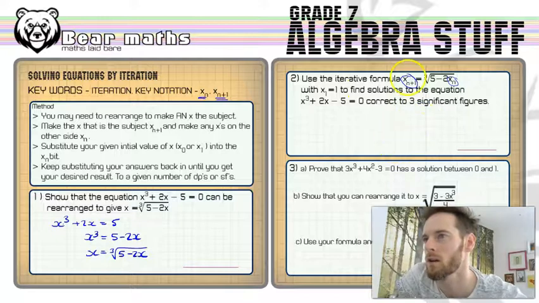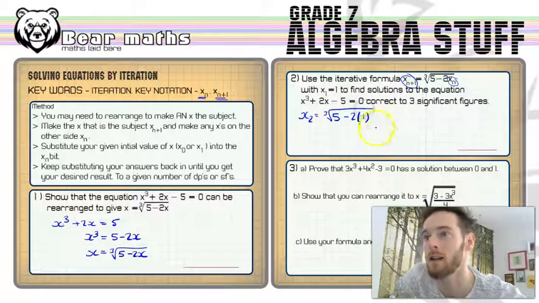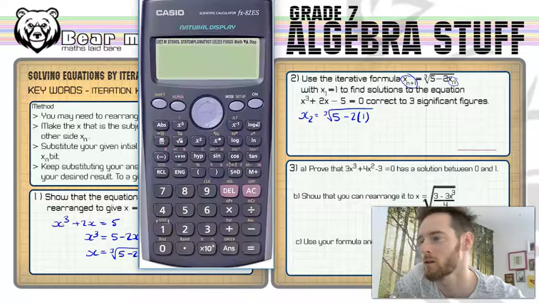All right, so I'm going to write down, because the first value that we had there was x1, I'm going to write down that x2 is going to be something. Now that something is going to be the cube root of 5 minus 2 multiplied by this 1. And that's all I have to type into my calculator. That's going to give me my second value of x, my second iteration.